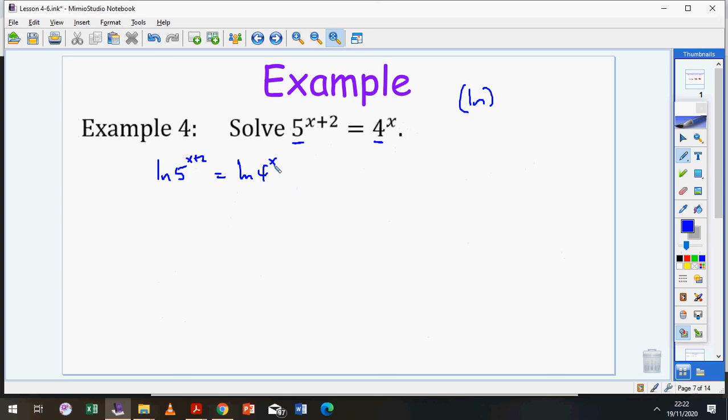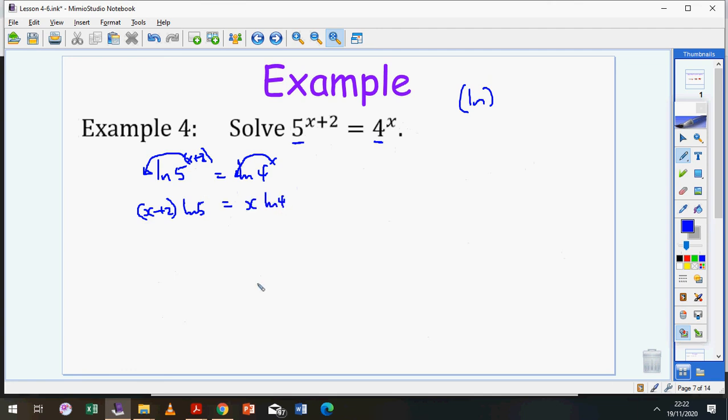And then I use the power rule. I know that when I have a power, that power drops to the front. So down here I'll have x plus 2 times natural log of 5 is equal to x times natural log of 4.